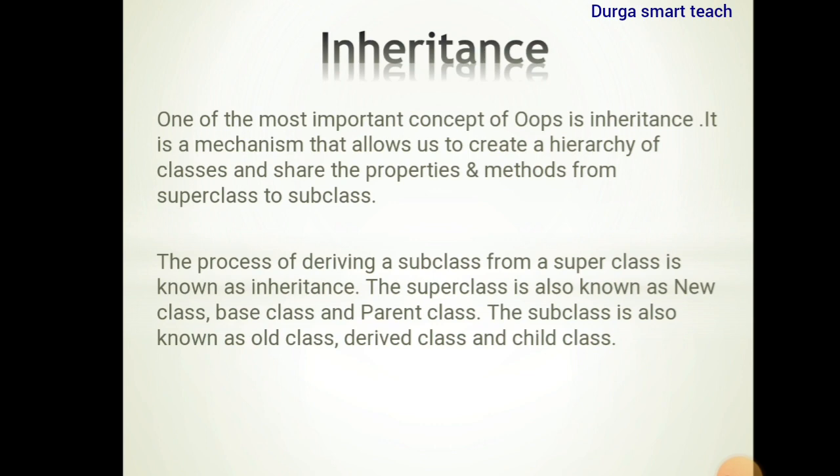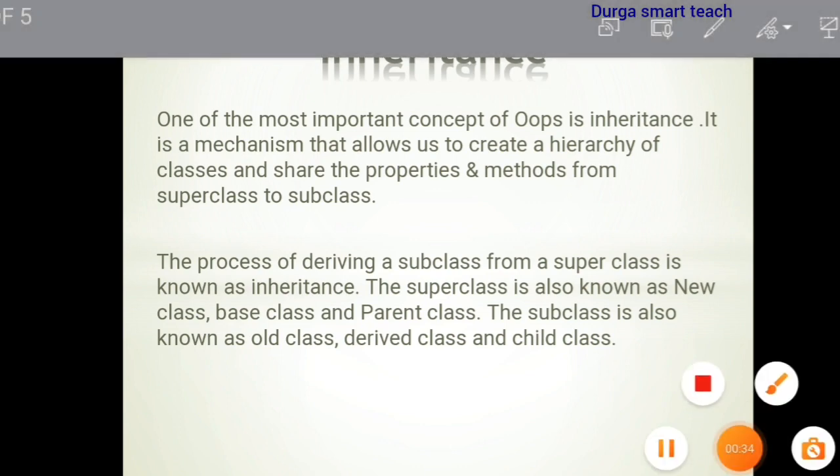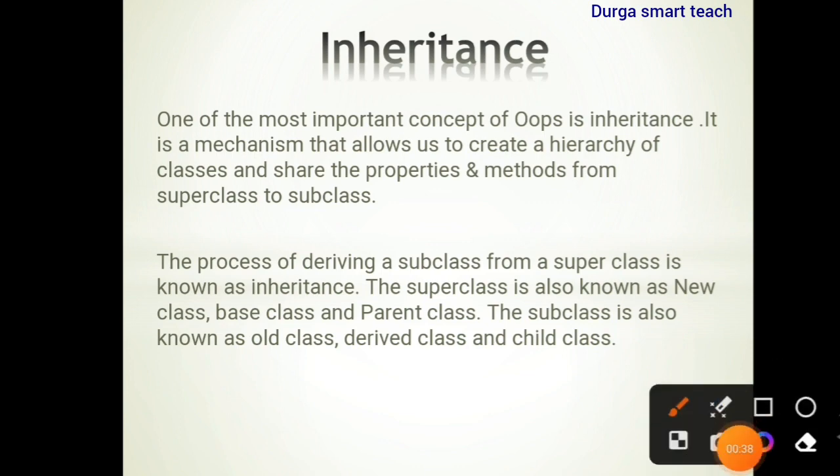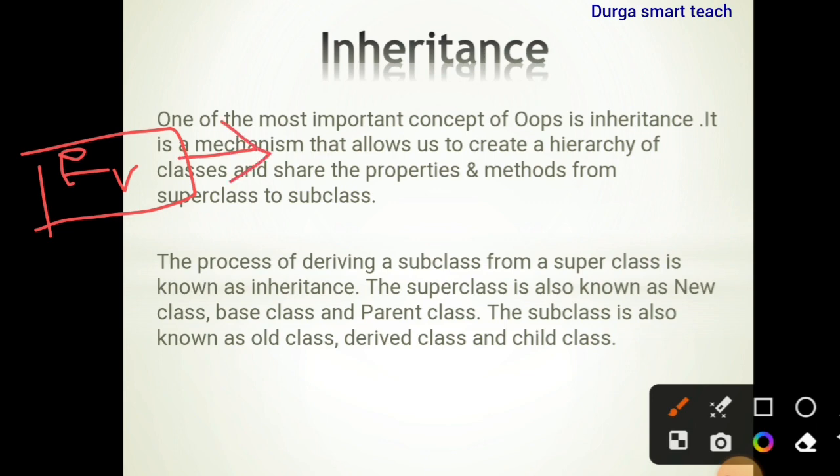So inheritance is nothing but deriving a subclass from a superclass. We all know classes. What is a class? A class is nothing but a blueprint which contains functions and variables, methods and variables.